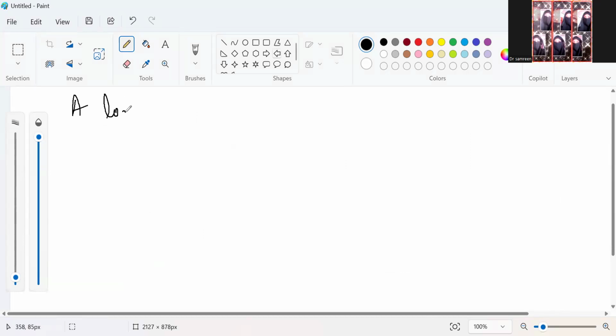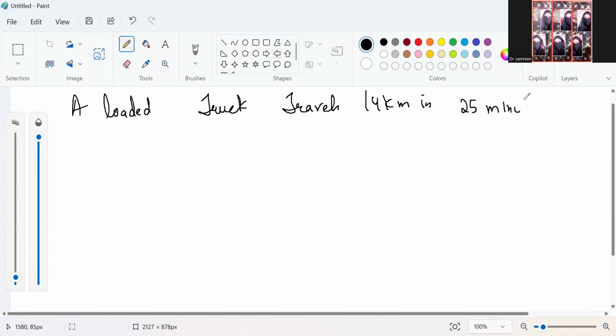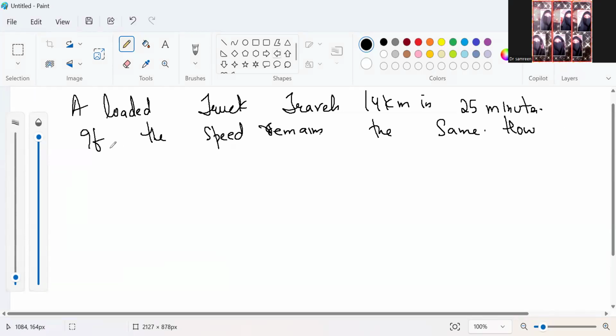A loaded truck travels 14 kilometer in 25 minutes. If the speed remains the same, how far can it travel in 5 hours?